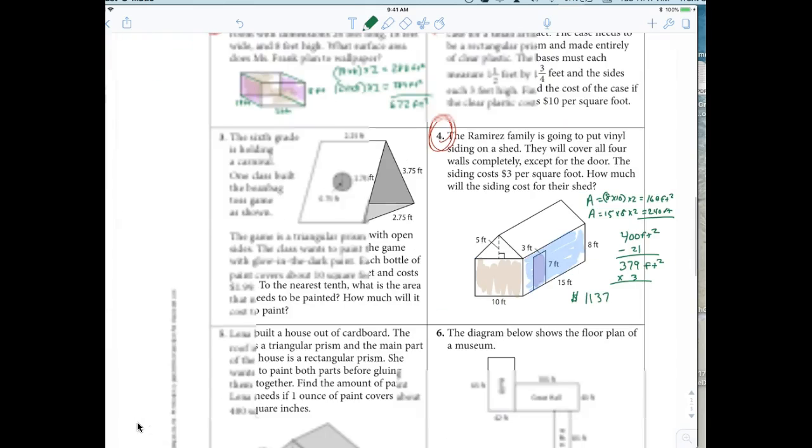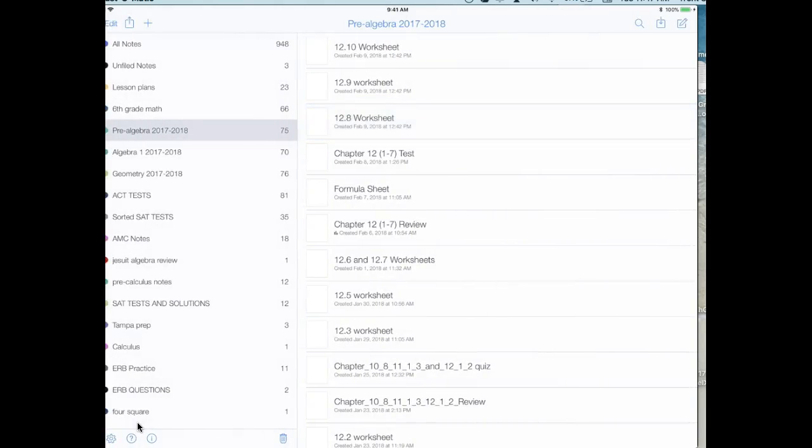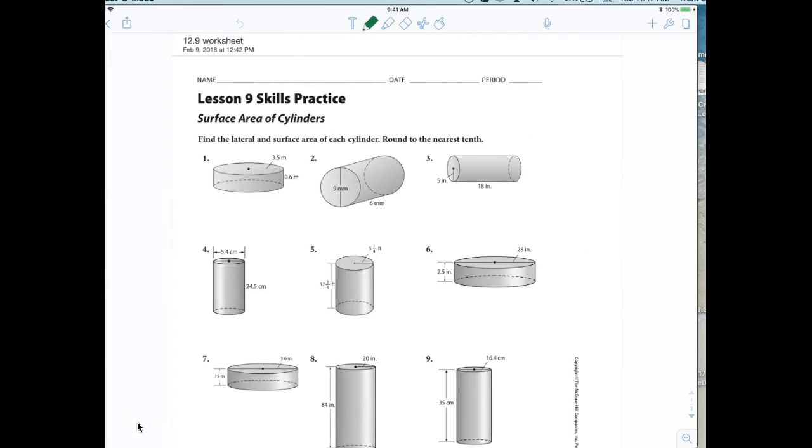Now, let's go to today's worksheet, which is section 12.9. We're going to talk about the surface area of a cylinder. And what I'm going to do for you is show you exactly how to come up with the surface area of a cylinder. All right, so I need everybody's attention real quick. First thing I'm going to do is show you what a cylinder is. All right, look right up here, please.